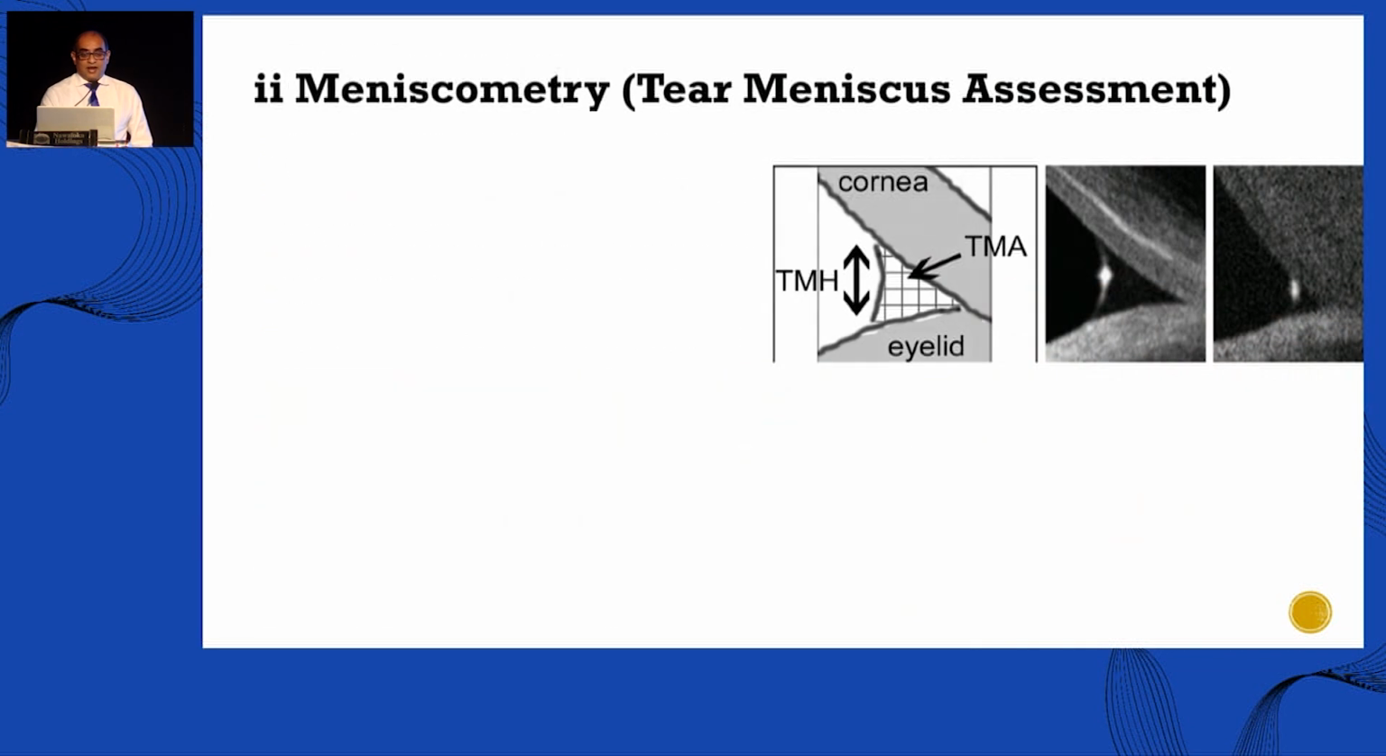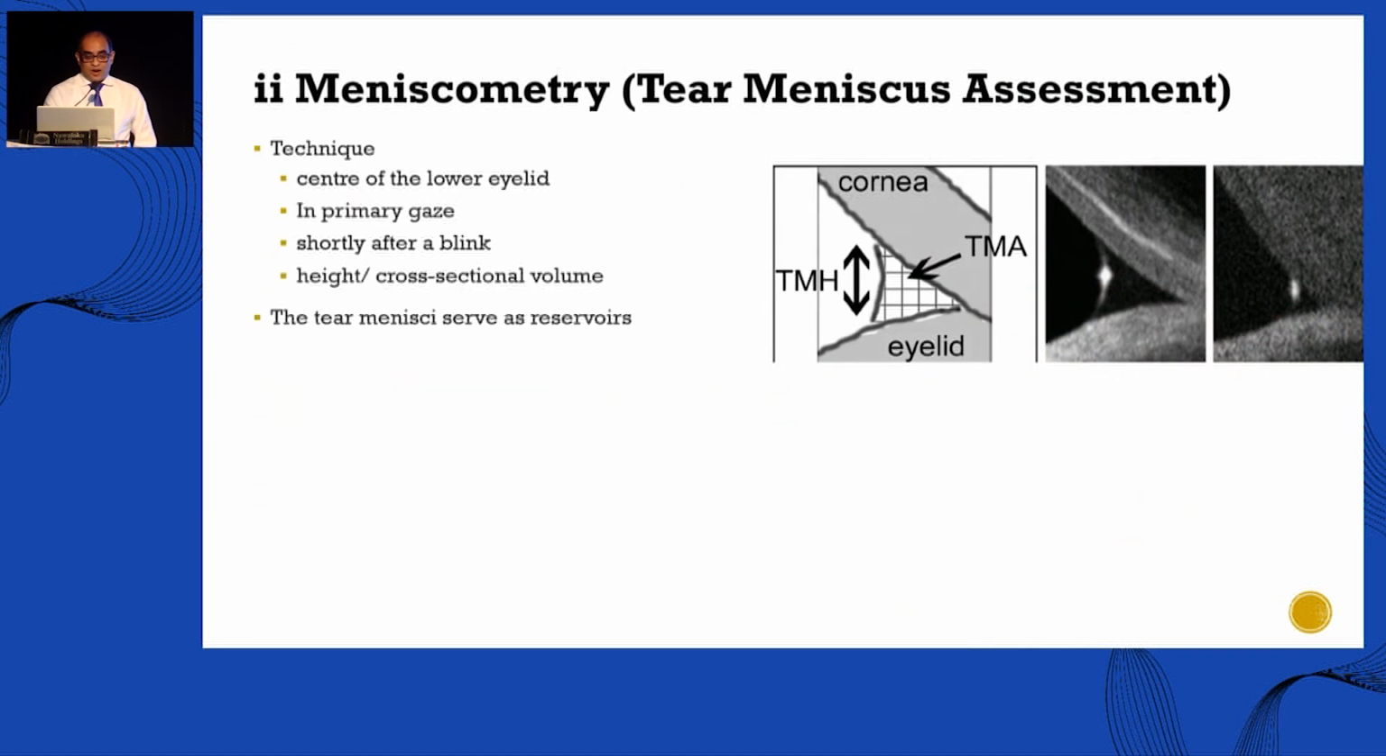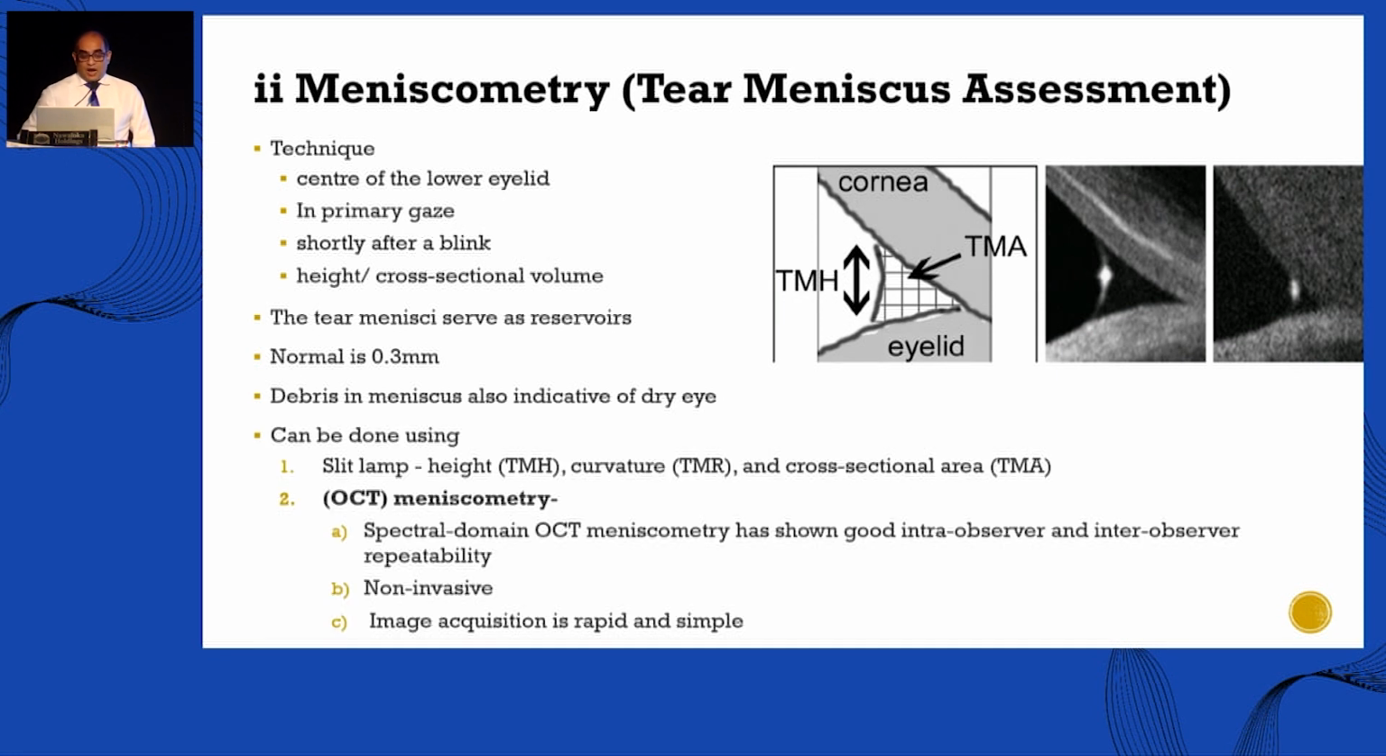Tear meniscography is also one method. We can use the slit lamp method to identify the tear height, which is normally about 0.3 millimeters. But a newer method, OCT meniscometry, which is a spectral domain OCT meniscometry, has good inter-observer and intra-observer repeatability. So it's non-invasive, and image acquisition is rapid and simple.